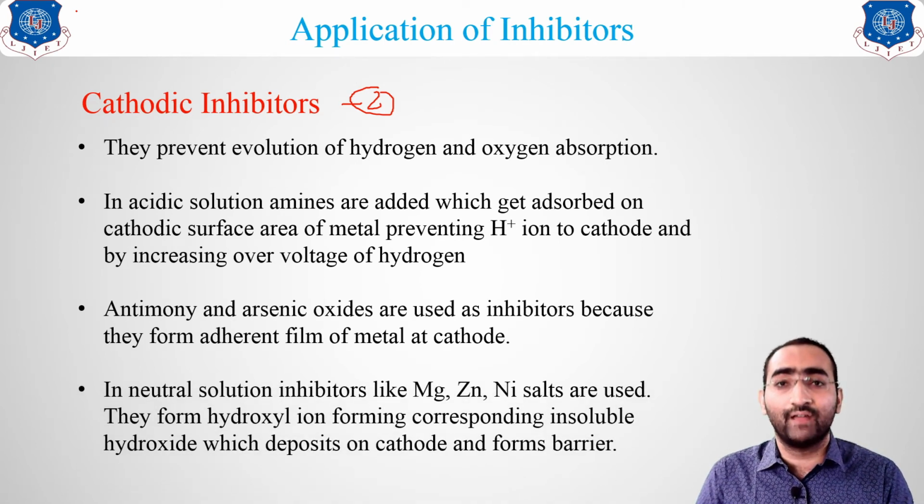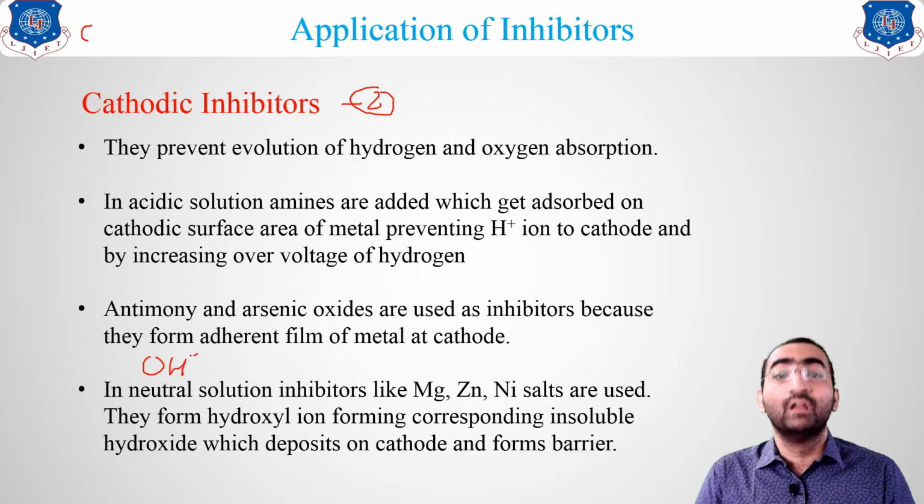In neutral solutions, inhibitors like magnesium, zinc, and nickel salts are used as cathodic inhibitors. What will they be doing? They will form hydroxyl ions. What is that hydroxyl ion? Hydroxyl ion is nothing but OH minus. If we have OH minus, the hydroxyl ion is formed, which deposits on the cathode and forms a type of layer on it.